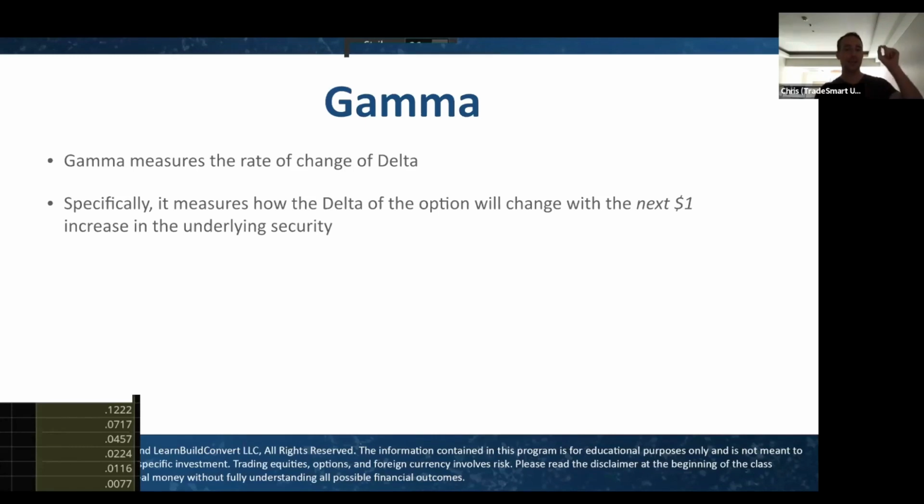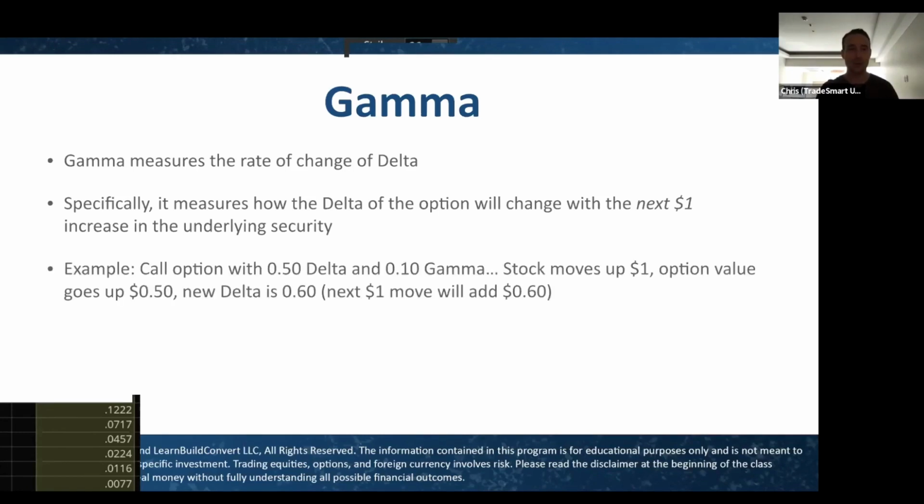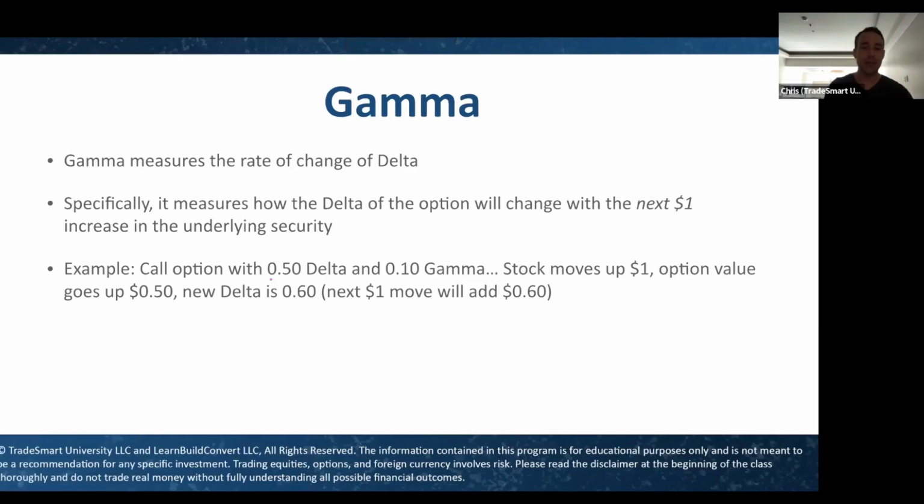So delta tells you how much the option price will change when the stock moves up $1. Gamma tells you how much the delta is going to change when the stock moves up $1. So let's look at an example here. Let's say you've got a call option that's right at the money, so you've got a 50 delta. And at the same time, that option has a gamma of 10 cents. So let's say the stock moves up $1. Well, the option value we know goes up 50 cents because it had a 50 delta. But now, because we had a 10 gamma, the new delta is 60, okay?